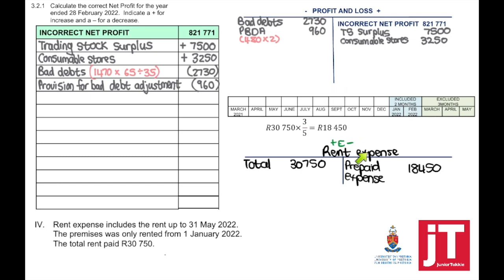Because our expense decrease, this will have a positive effect on the incorrect net profit which was calculated. So on my answer booklet, make sure that you show your calculation. It's times 3 divided by 5. Because it has a positive effect, no brackets, indicate a plus.